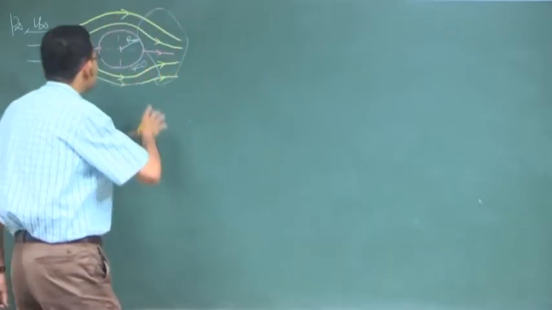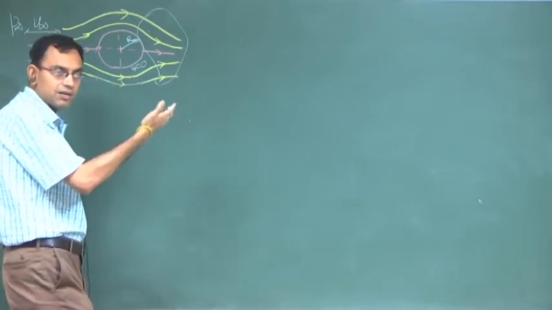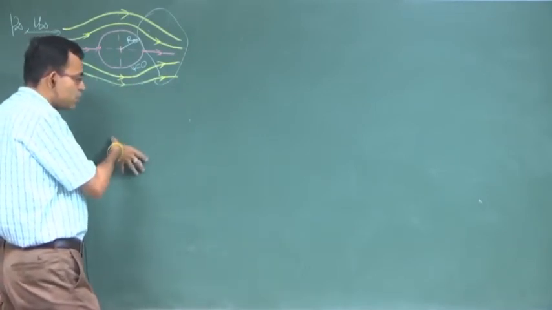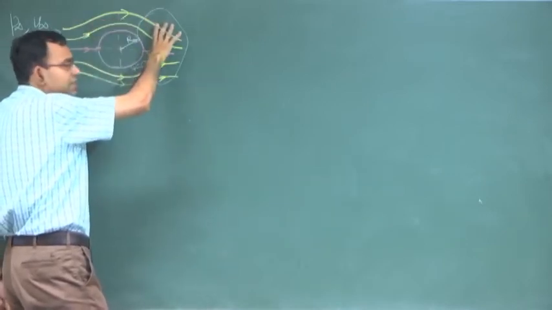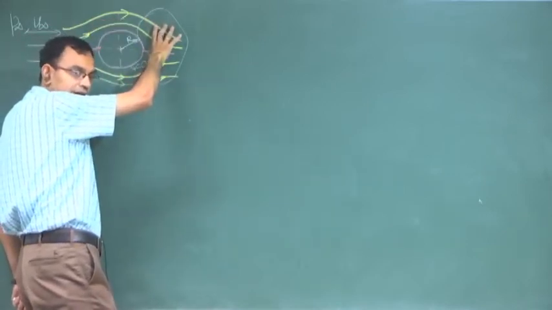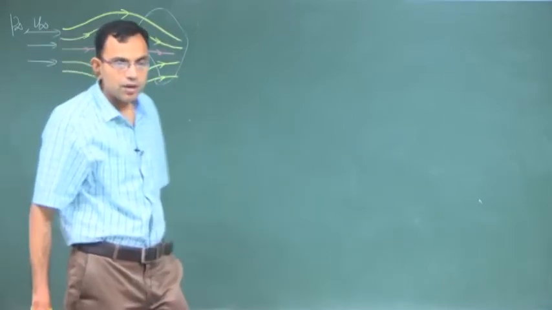When viscous effects are considered, from the Cp versus theta real graph which I had just drawn, you can clearly see that the pressure distribution on this side is different from the pressure distribution on this side, and that will give rise to an asymmetry.